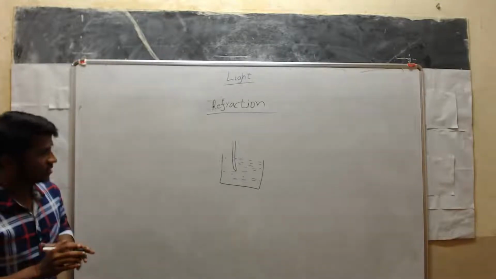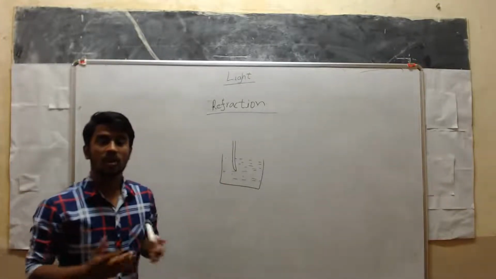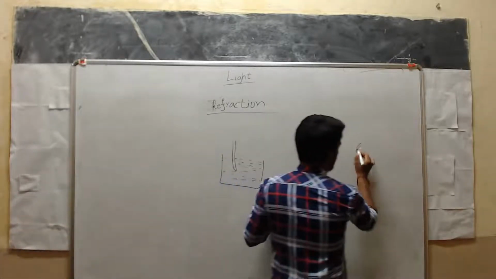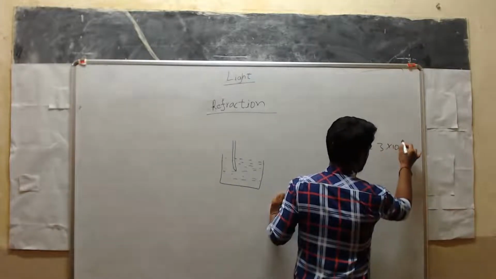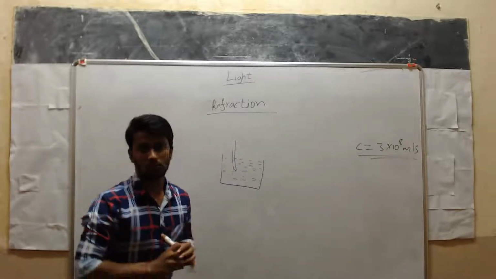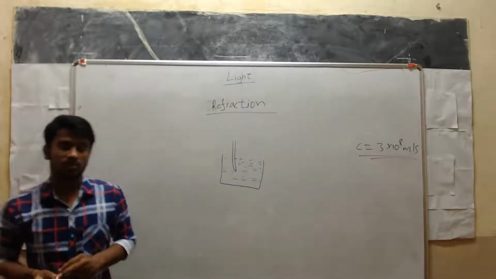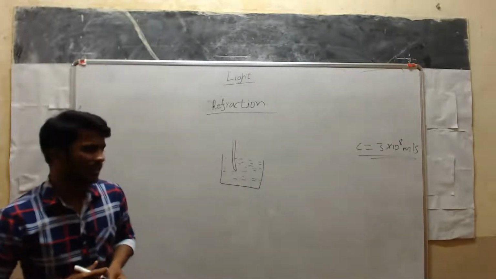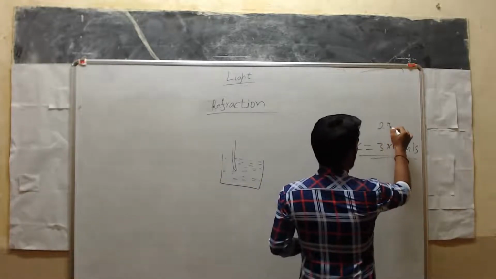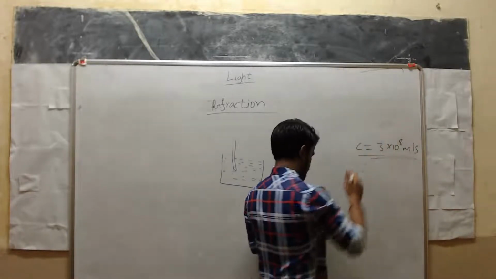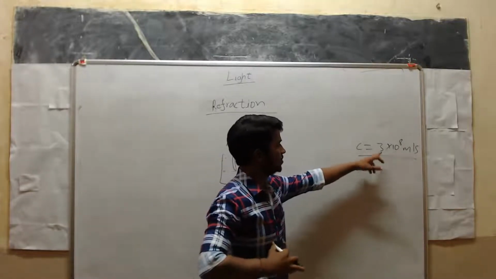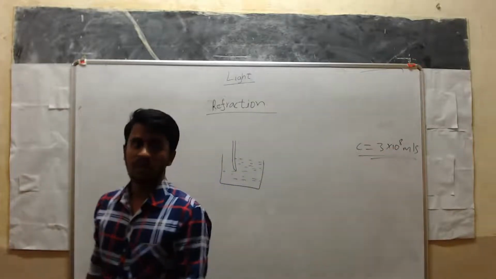So why? What is the reason? Yes, the reason is the refraction of light. But how? The speed of light, that is c equal to 3 into 10 raised to the power 8 meter per second. This is the speed of light in vacuum. In air medium also the speed is approximately 2.98 something, but while calculating, in air medium also we will consider the speed of light as 3 into 10 raised to the power 8 meter per second.